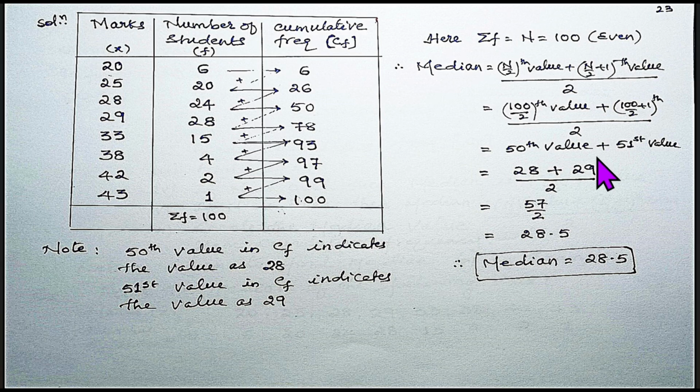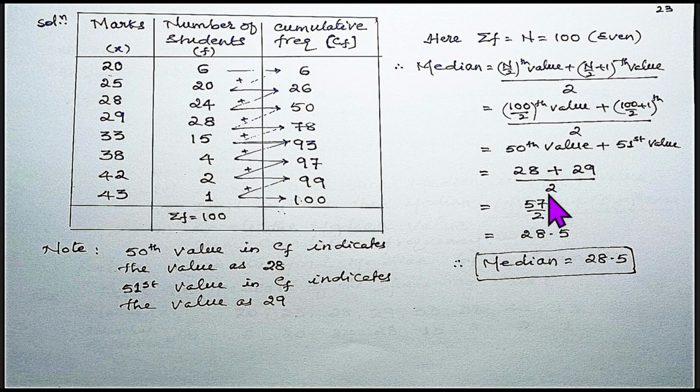Now to find the 50th value and 51st value, please check them. The 50th value is 28, because you see 50 is the cumulative frequency here and 28 is the value. The 51st value comes in the next cumulative frequency, that is 78, which starts from 51, 52 and goes up to 78. Therefore the 51st value is 29. So I got 29 here.